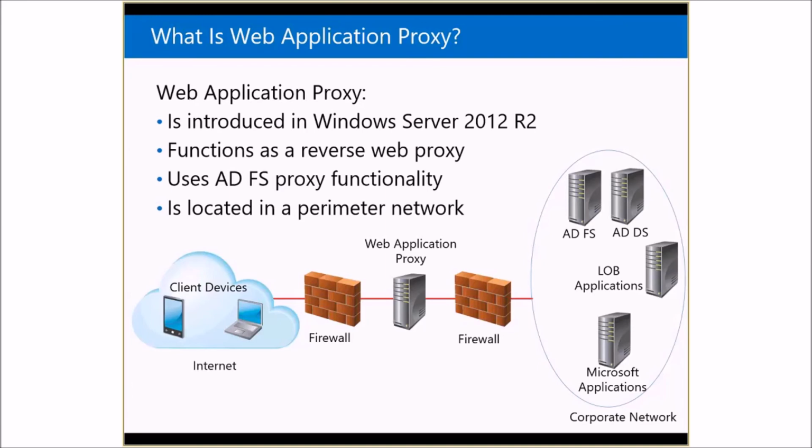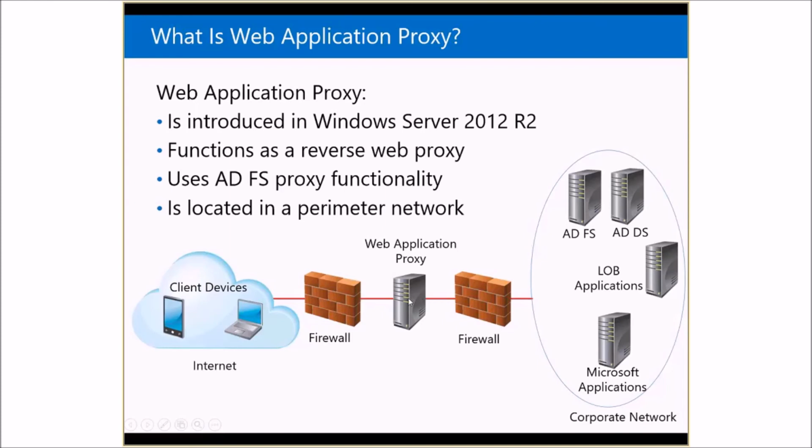Okay, this uses Active Directory Federation proxy functionality. It's located in the perimeter network, or DMZ, and basically our Microsoft application or resource is published to the internet by going through this web application proxy. What does that mean? It means that these computers or devices on the internet will go through our external firewall and hit this server and request a resource. This server is actually not the server with the resource. This server is the proxy.